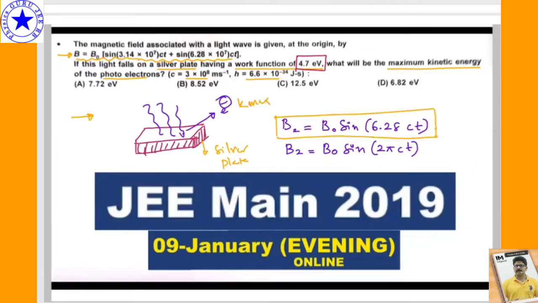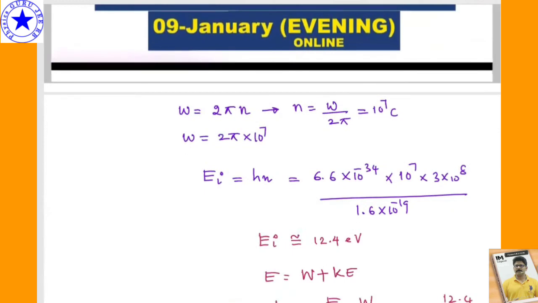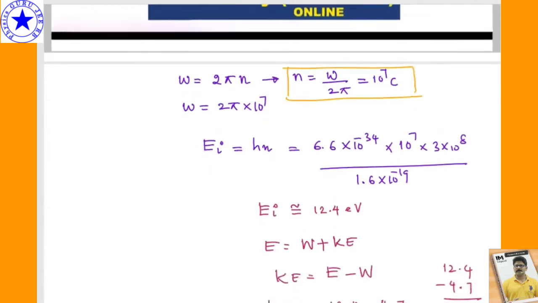So the first one, I am not taking sine of 3.14 into 10 to the power of 7 CT. Here I am taking B naught, because this has a higher frequency when compared to the first wave, right? B2 is equal to B naught sine 2 pi T. Hope it is clear. Now N is equal to 10 to the power of 7 into C, where C is known to us, which is 3 into 10 to the power of 8.